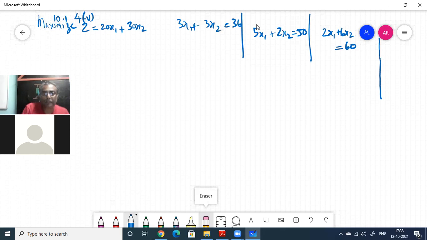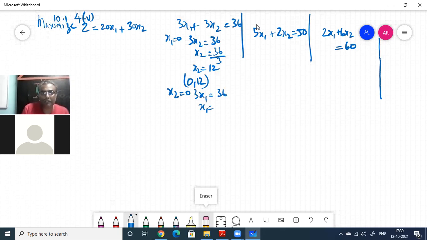So first put again as usual x1 equal to 0. 3x1 becomes 0. So 3x2 is equal to 36. x2 is equal to 36 by 3, equal to 12. So x1 is 0, x2 is 12. So the point is 0, 12. The other point now is x2 equal to 0. That means 3x1 is equal to 36. x1 is equal to 36 by 3, that is equal to 12. So the points are 0, 12 and 12, 0.